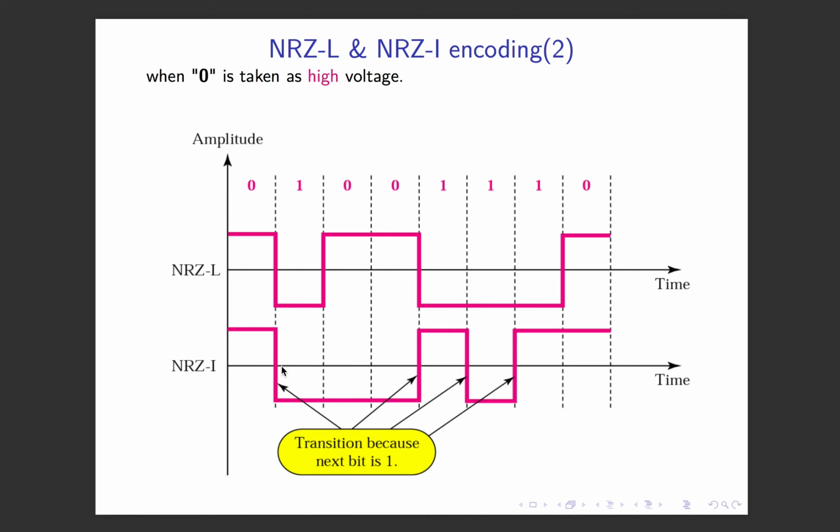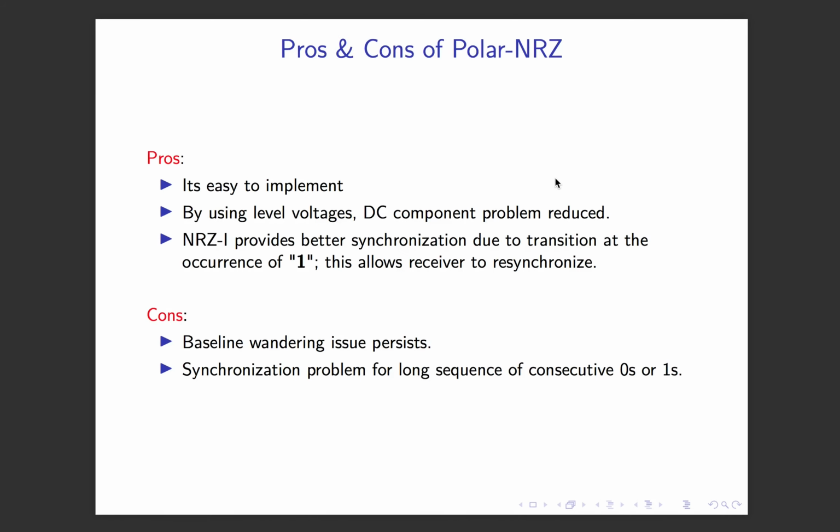So here you can count, say, 1, 2, 3, and 4, and you can find exactly 4 ones in the entire data stream. And you can start with any example, which starts with 1 or 0, and you will get the same result. So there are some advantages and disadvantages of the Polar-NRZ scheme.